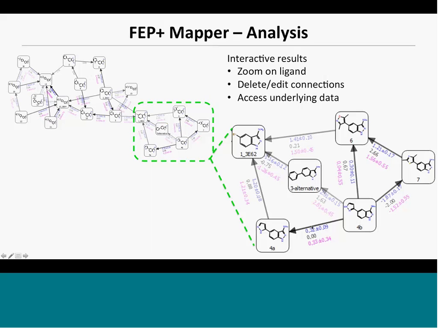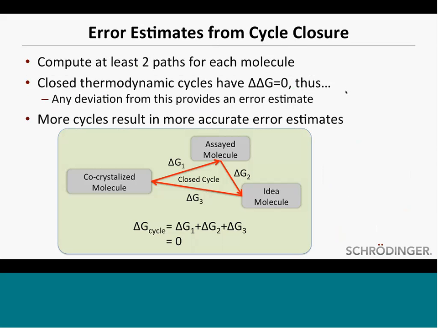You can zoom in on these maps, and you can delete and edit connections if you believe that they're faulty, and we'll discuss that in a second. And you can really zoom in on the underlying data that has to do with the sampling and the scoring of these compounds. I have to tell you, why do we calculate these maps? The reason being that you can estimate from the cycles that constitute these maps, errors associated with the prediction.